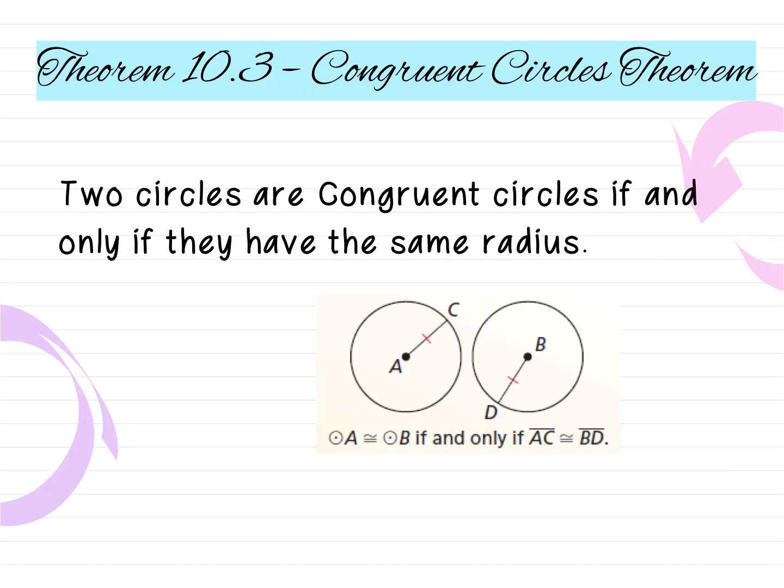All right, congruent circles theorem. Something you need to know about congruent circles theorem. Two circles are congruent if and only if they have the same radius. They have to have the same radius. So looking at this diagram here, they're showing you with your congruency marks that these two radii are the same. Okay, they're the same, so that means those two circles are congruent.